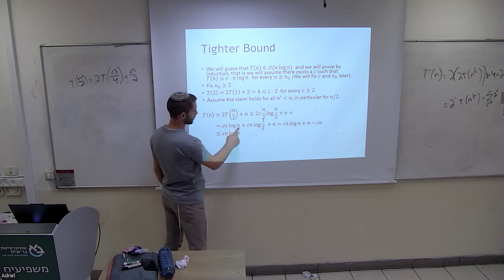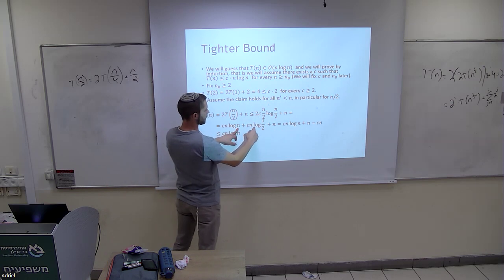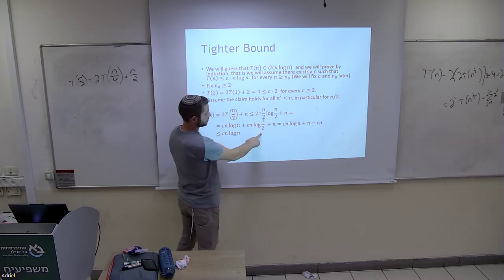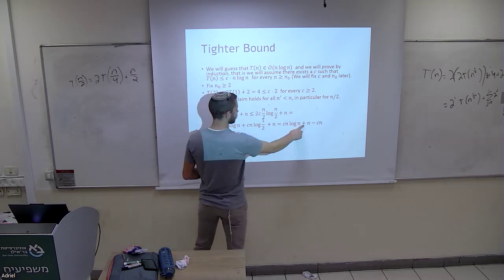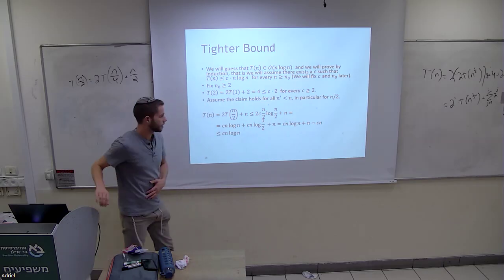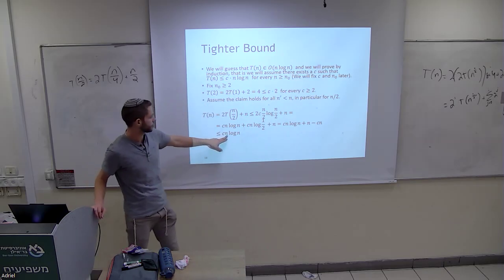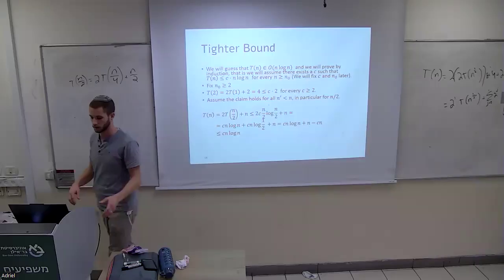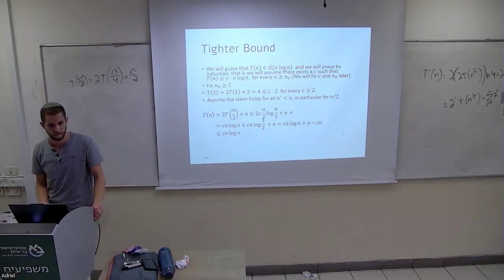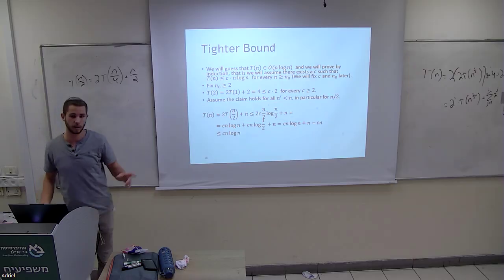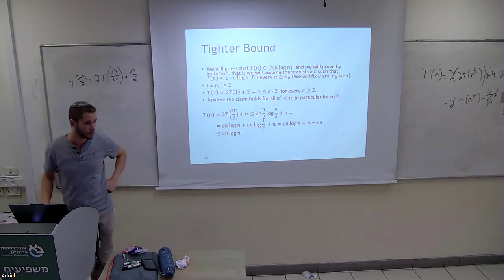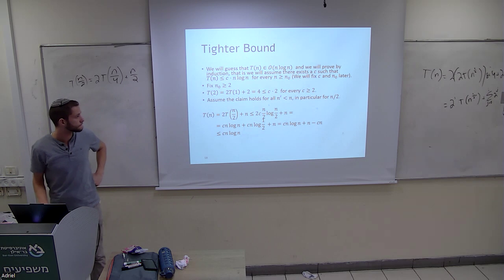So Cn log n plus Cn log half, right? Just a multiplication trick, plus n. And then we just get that whole thing, which is smaller or equal to Cn log n. And then we've proven that it's within big O of n log n, and we know that that's the best. But if it was on the homework, you'd have to do also the lower bound, which is the same thing, just reversed. Log of half is -1.